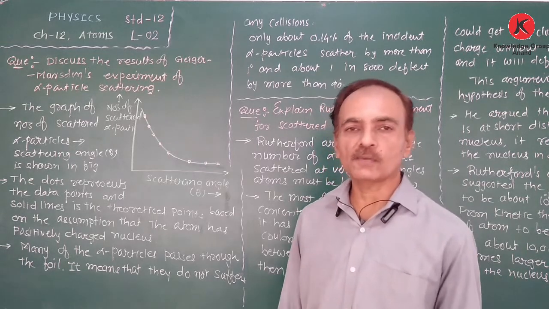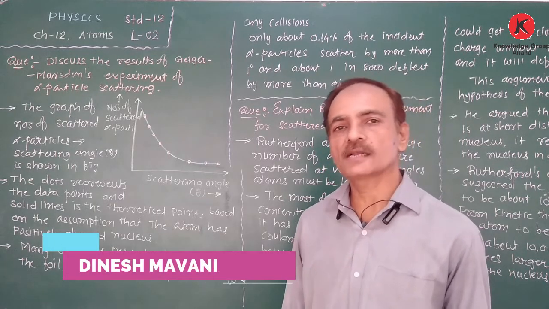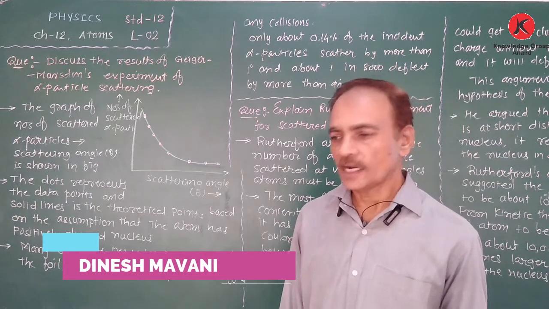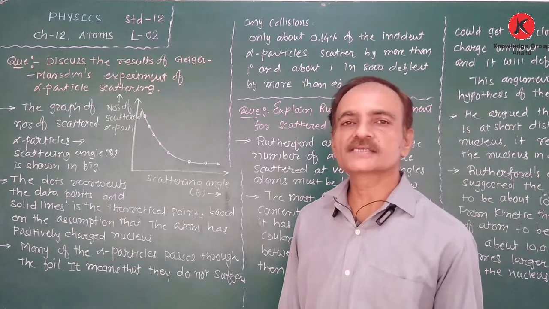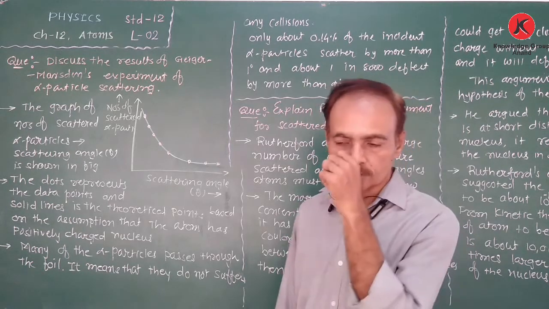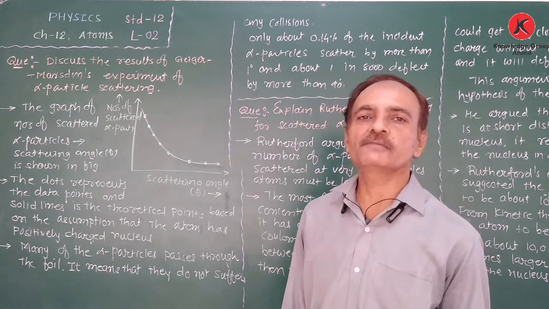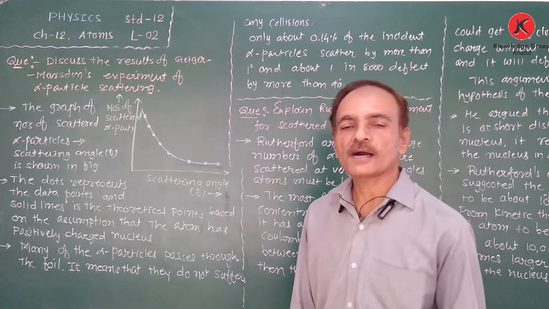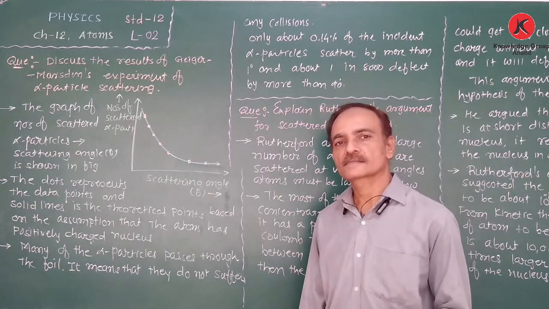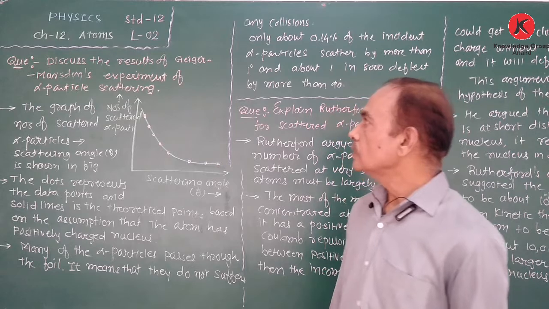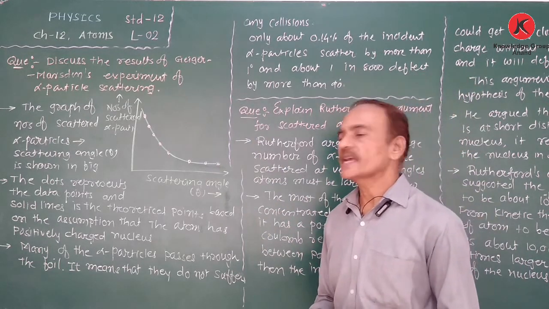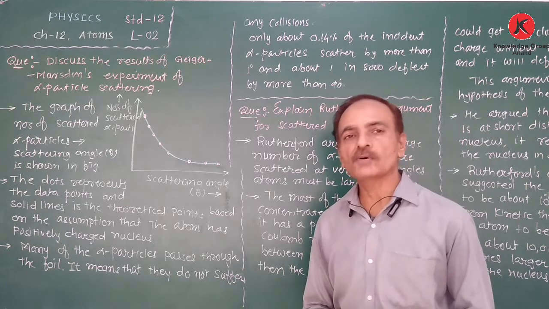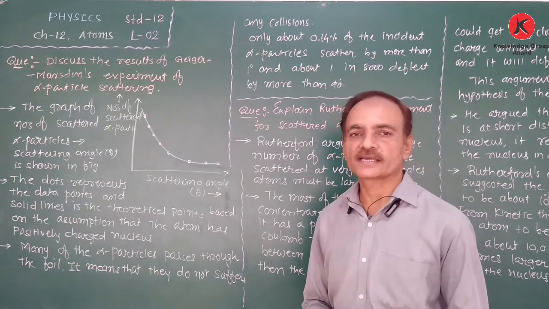Earlier we discussed the Geiger-Marsden experiment of scattering of alpha particles from the gold foil. Now, in this lecture, we start our discussion from the results of this experiment and also Rutherford's argument for alpha particle scattering. The question is: discuss the result of Geiger-Marsden's experiment of alpha particle scattering.